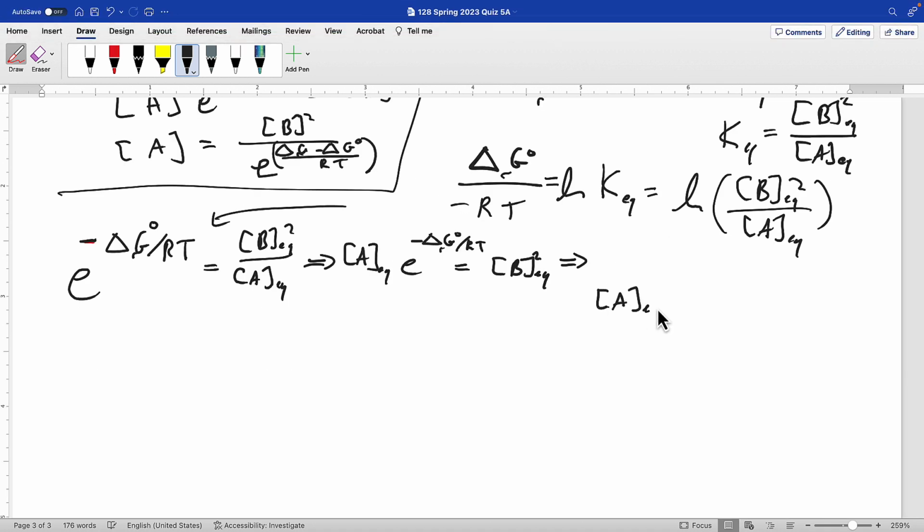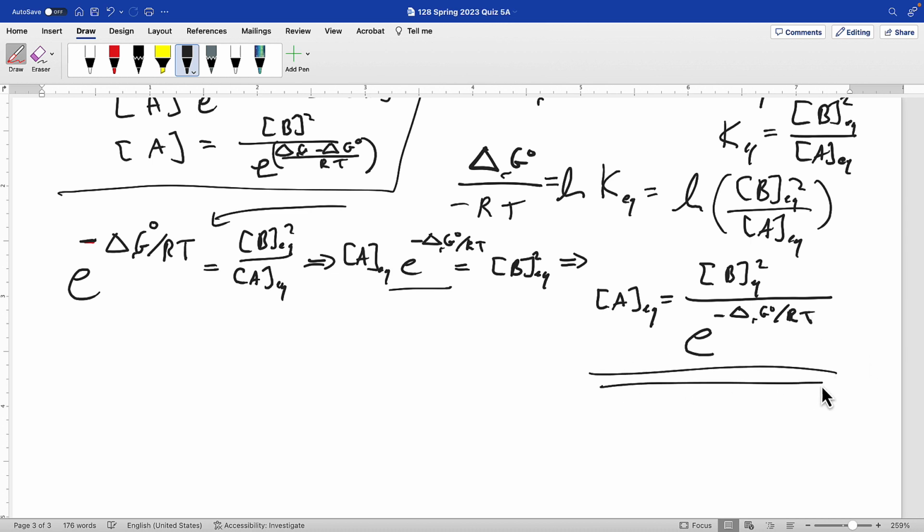So A at equilibrium is equal to, dividing both sides by this exponential, B at equilibrium squared all over this exponential. That's E to the negative delta G standard over RT. Okay, so that's our expression for A at equilibrium.